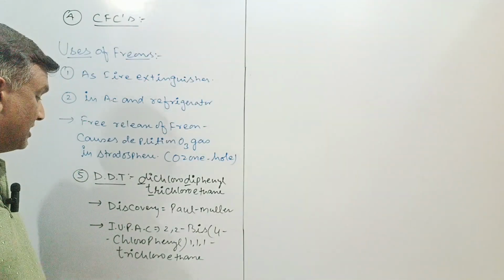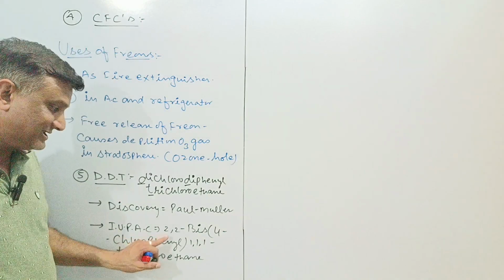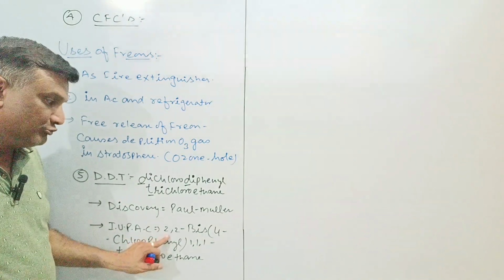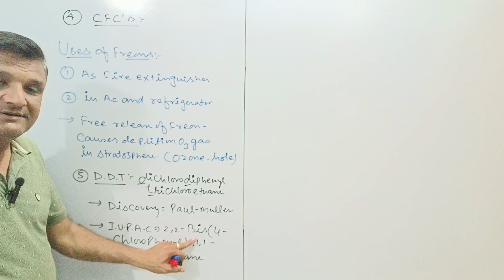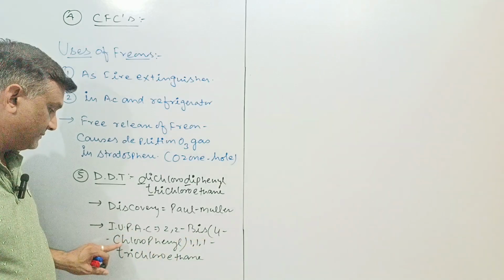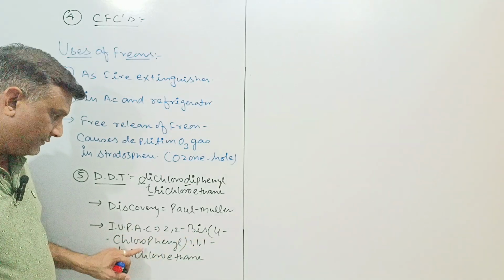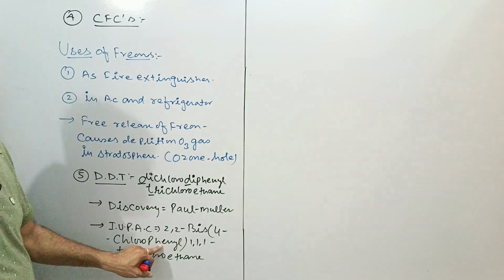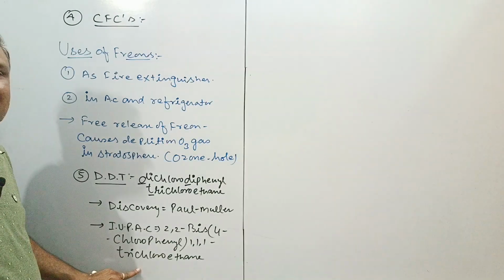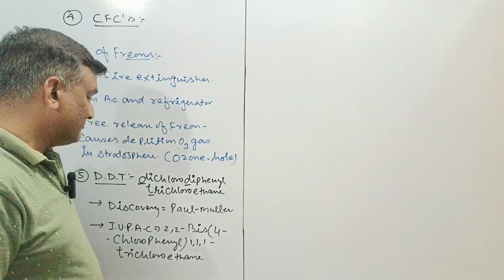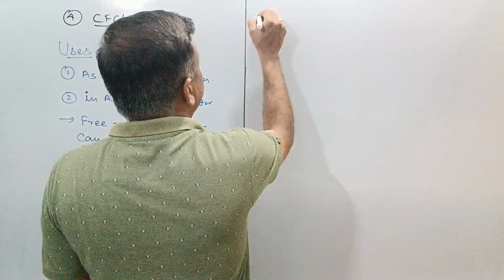Now the time to discuss how we can prepare it. This is the most important, as I am repeating. This is the 2,2 bis, 4-chlorophenyl. This is the 4-chlorophenyl, and this is the 1,1,1-trichloroethane. Now the time to discuss about the preparation method.